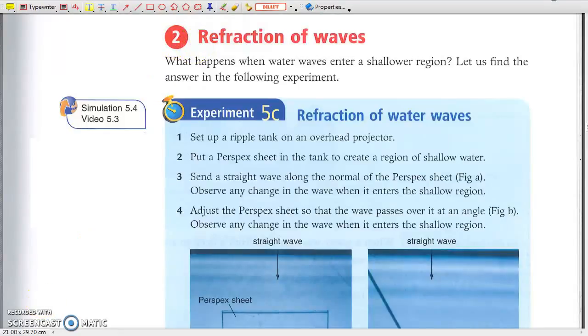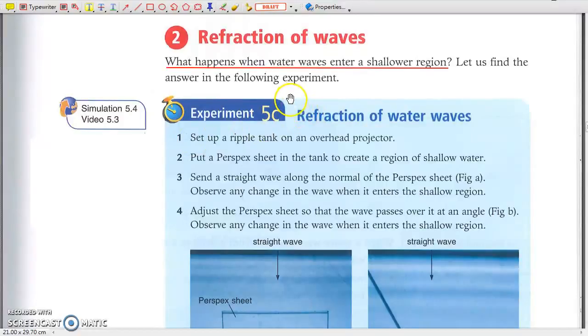2. Refraction of waves. Refraction of waves is due to change in speed, which is usually due to change in nature of the medium, such as change in depth of water for water waves. If the wave hits the interface at an angle, the change in speed will then result in change in direction of propagation. Let's take a look at the following video.